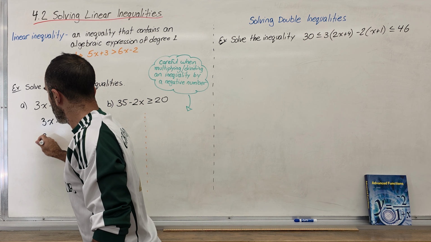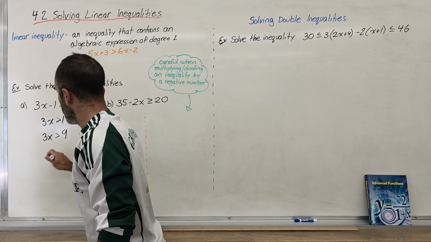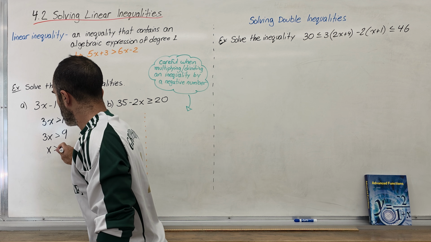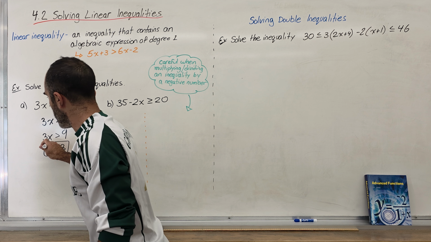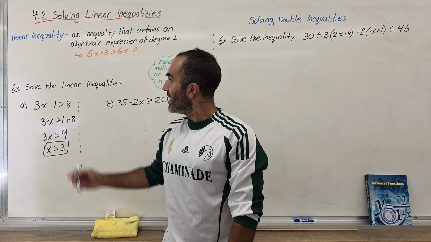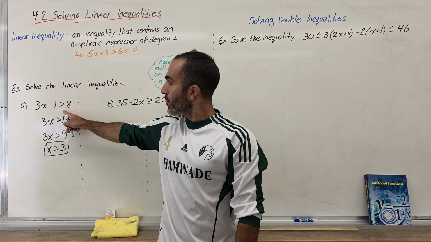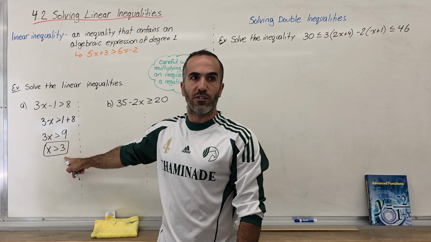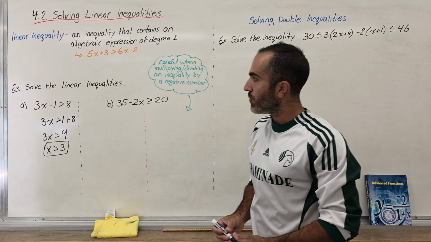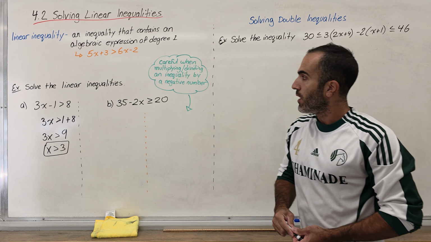So 3x must be greater than 9. And now I can divide by 3. So I know that my solution to this inequality is x is greater than 3. This statement is true all the time when x is greater than 3. That's what that means. Yep, it's that easy.